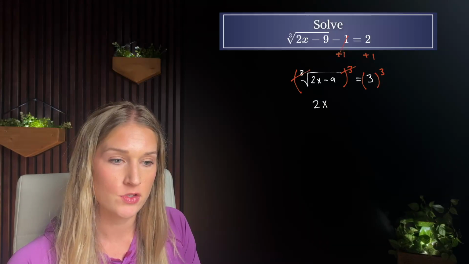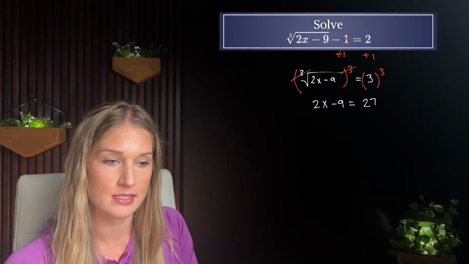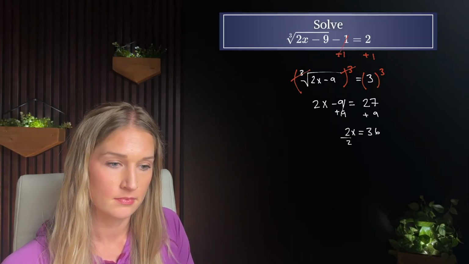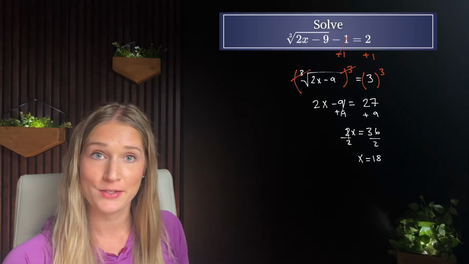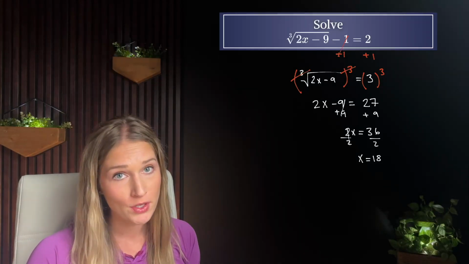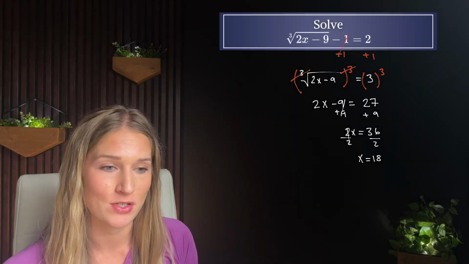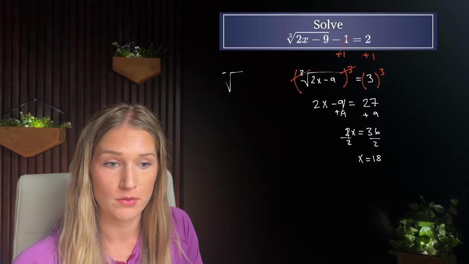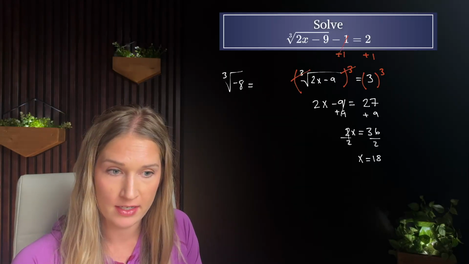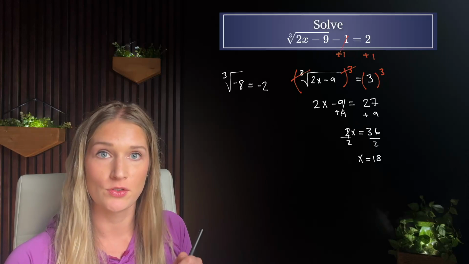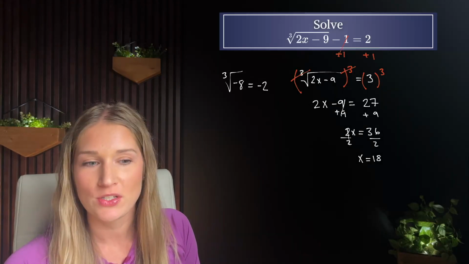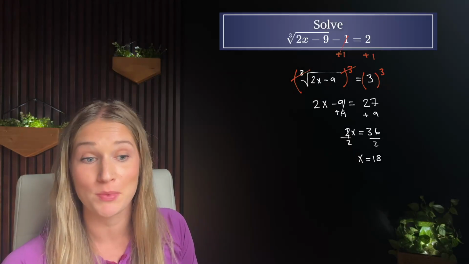So now I just have 2x minus 9 equals 27, and we solve. So x is equal to 18. Now something nice here is that because we're dealing with a cube root, we actually don't have any domain restrictions. We can take the third root of a negative number. So negative 8, for example, the cube root of negative 8 is negative 2, because negative 2 times negative 2 times negative 2 will give you negative 8. So we don't have those same domain restrictions that we had when we were square rooting.